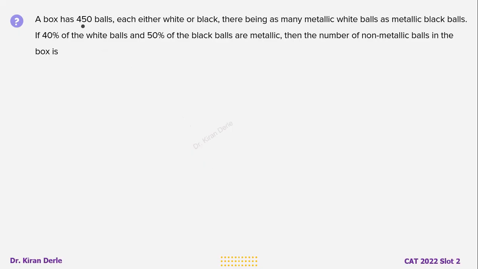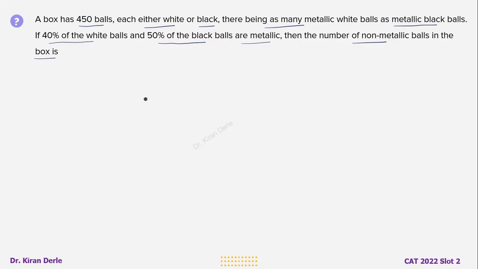A box has 450 balls, each either a white or a black ball. There are as many metallic white balls as metallic black balls. If 40% of the white balls and 50% of the black balls are metallic, then the number of non-metallic balls in the box is.